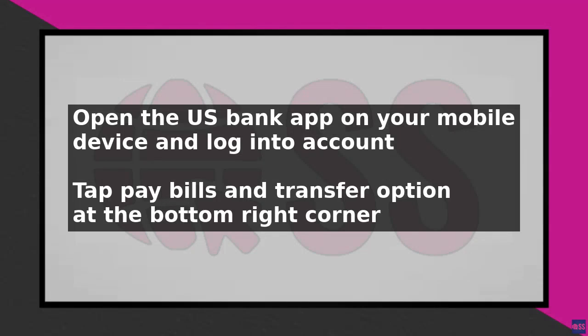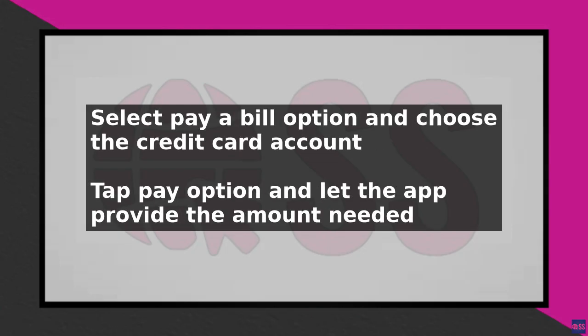To pay your U.S. Bank credit card bill, start by opening the U.S. Bank's app on your mobile device and logging into your account. Once logged in, your homepage will display various options, including Pay Bills and Transfer at the bottom right corner of the screen. Tap on this option to proceed.